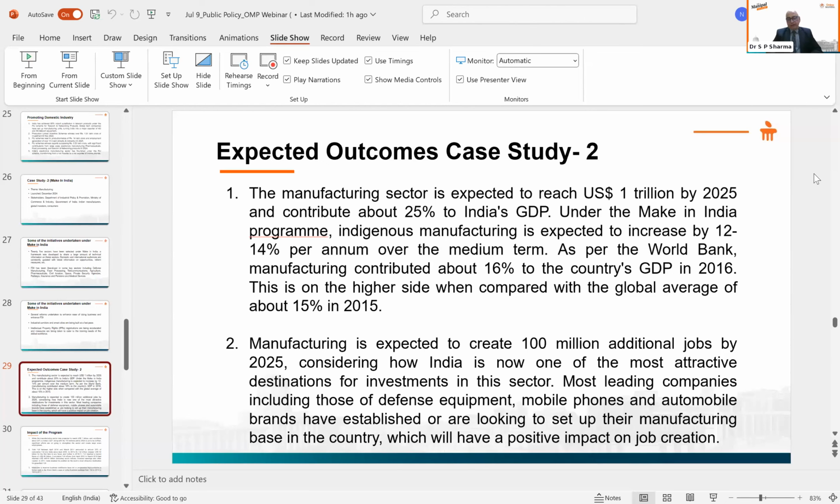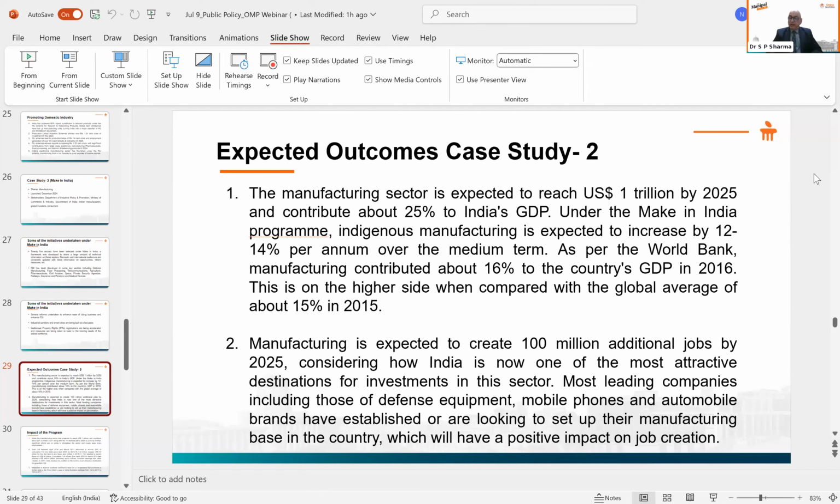That has not happened. We are still at 16 to 17% of our GDP in manufacturing, way behind our target of 25%. That would be 1 trillion of our $4 trillion economy. But still, we are at 16% of our GDP in manufacturing. Why has this happened? Why was the scheme not providing the anticipated results?